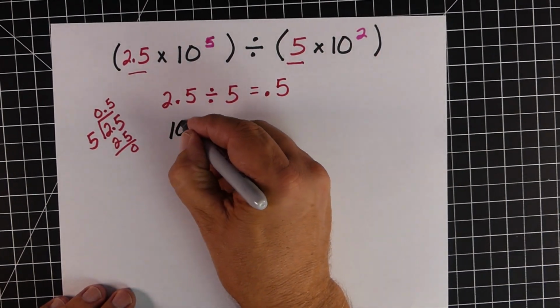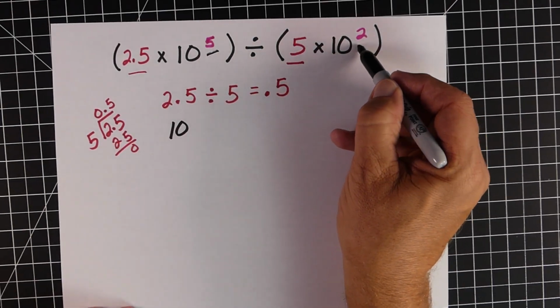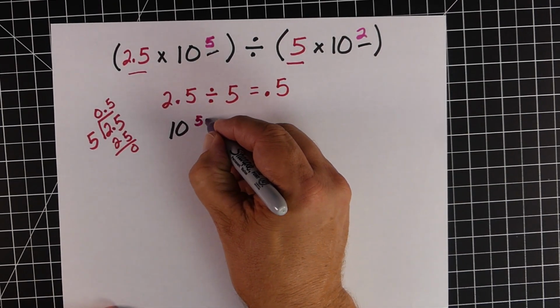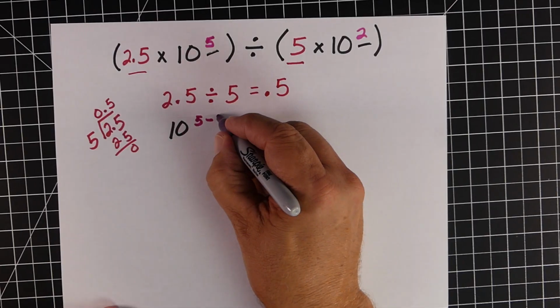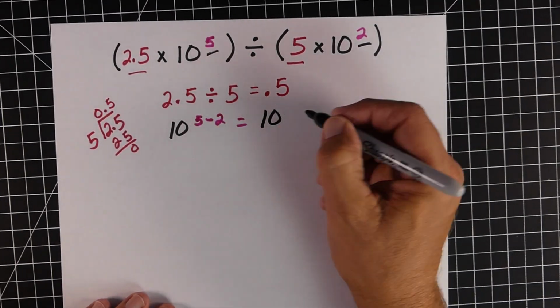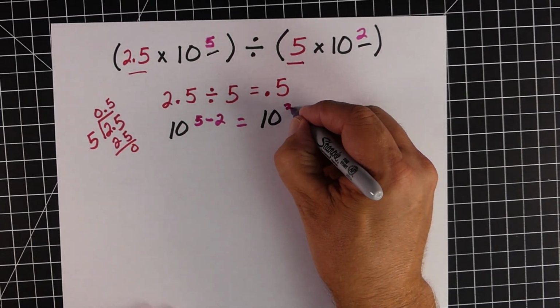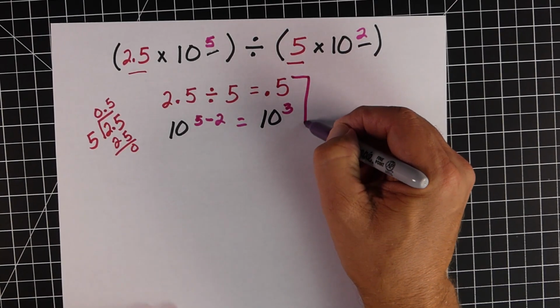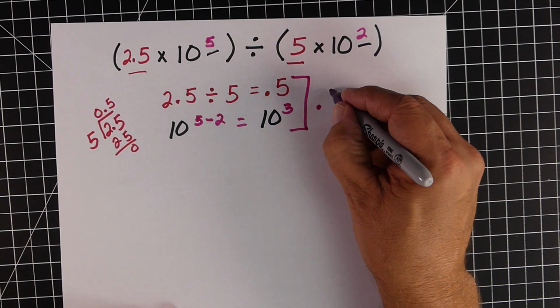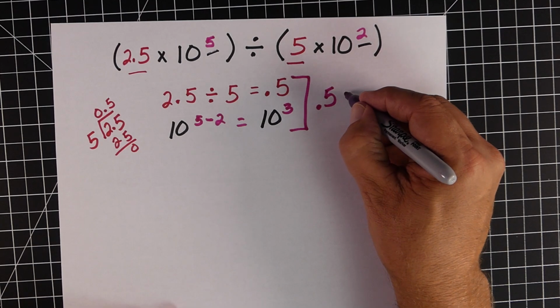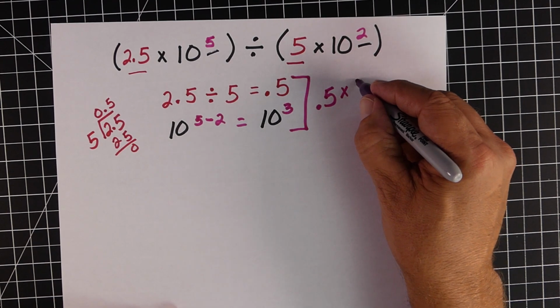Next, we're going to subtract the exponents. 5 minus 2 is going to give us 3. So 5 minus 2 is 3. We're just going to go 10 and then to the third power for our exponent. We can combine these two right here and get our scientific notation. We have 0.5 times 10 to the third.